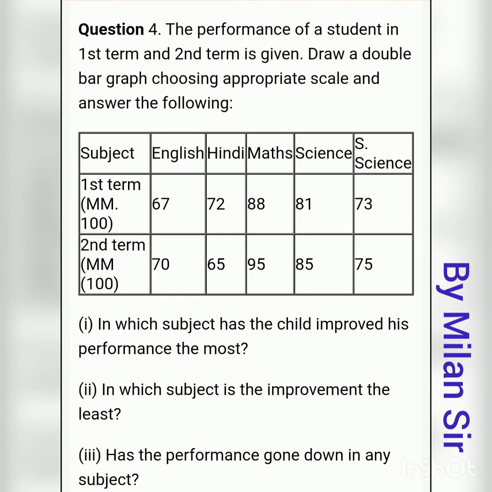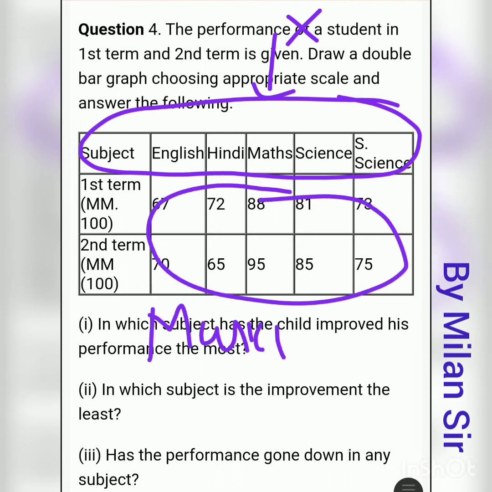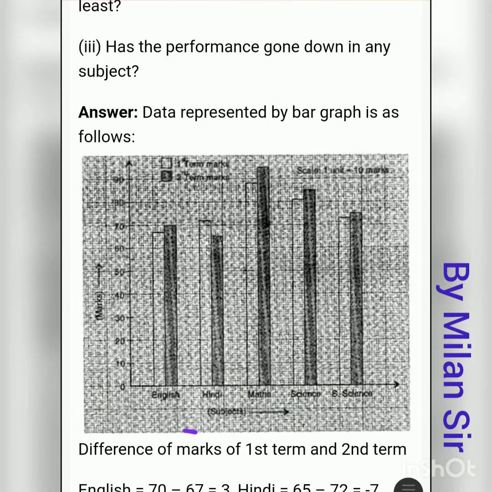First of all, we need to select the details for the x-axis and y-axis. Here the non-numerical term is subject, so this subject we need to show on the x-axis, and here we have the marks. So marks we need to represent on the y-axis. On the x-axis we need to represent the name of the subjects, and on the y-axis the marks. Numerical values we need to represent on the y-axis.